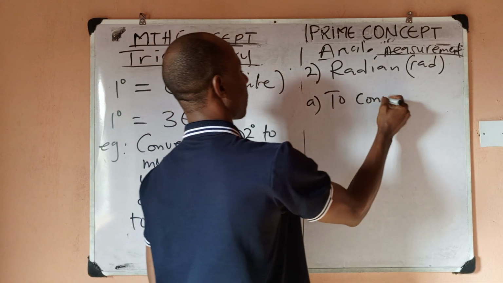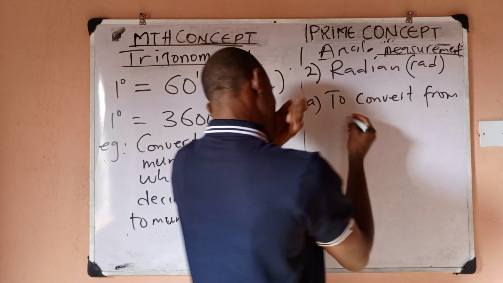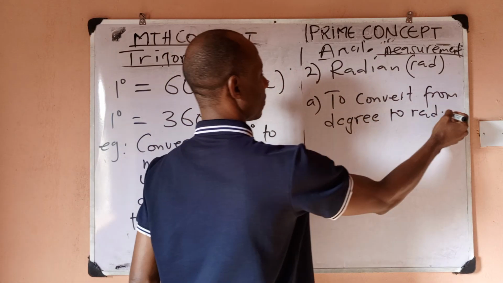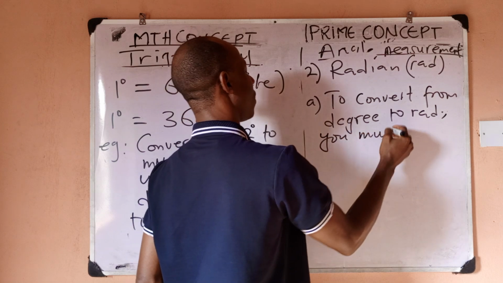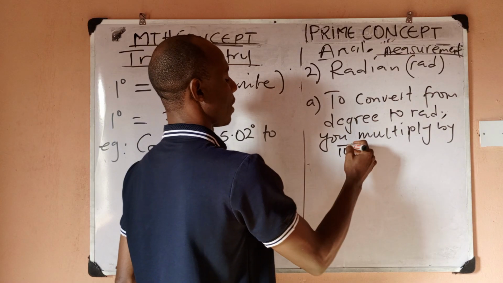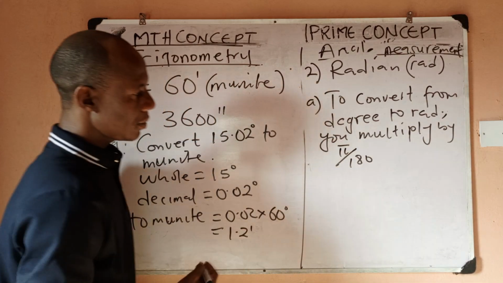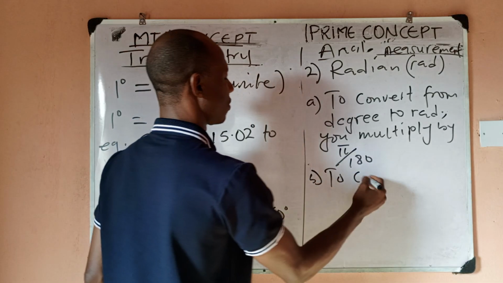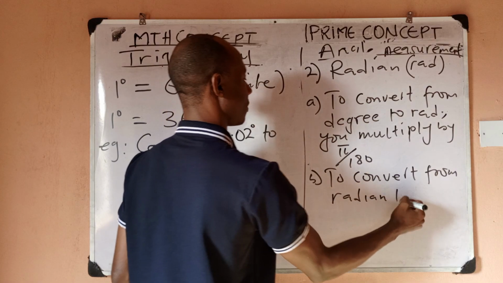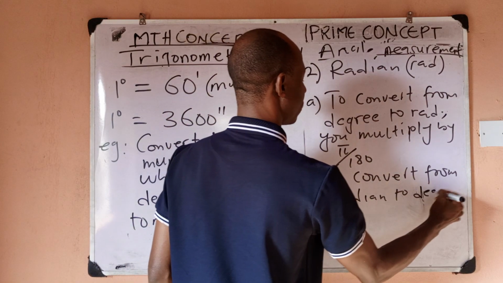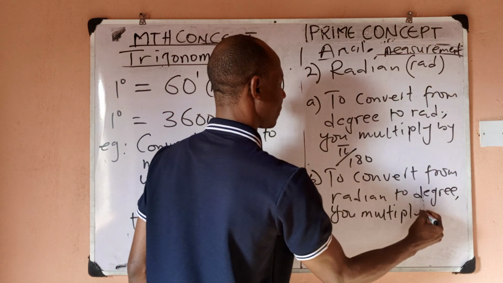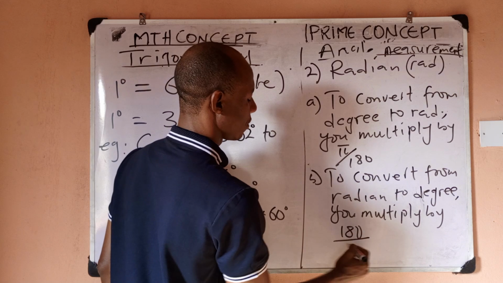So the first case, to convert from degree to radian, you multiply by pi over 180. The second case, to convert from radian to degree, you multiply by 180 over pi.